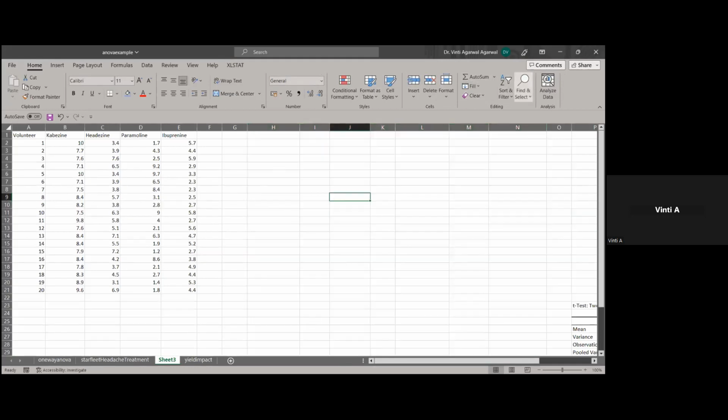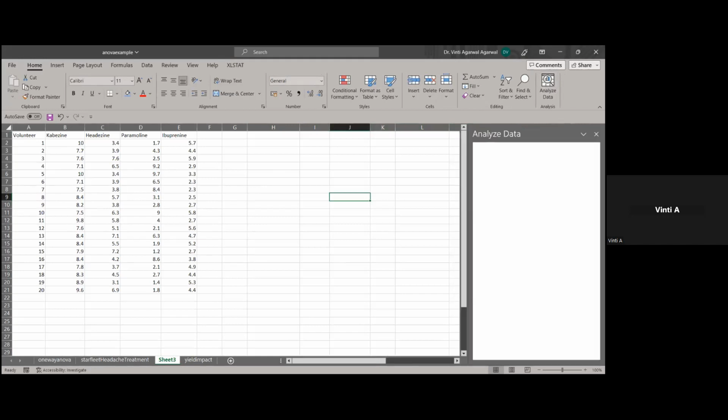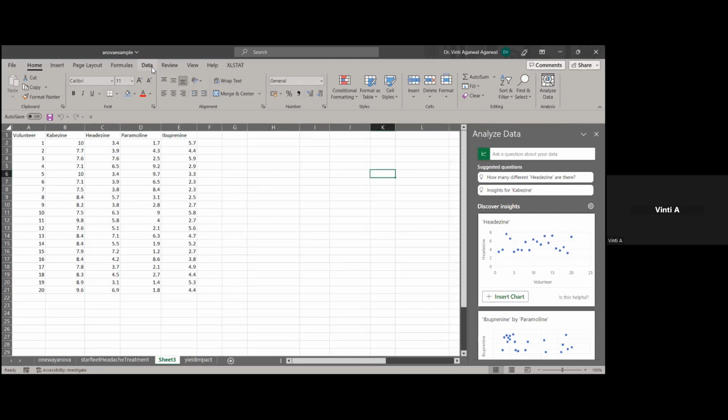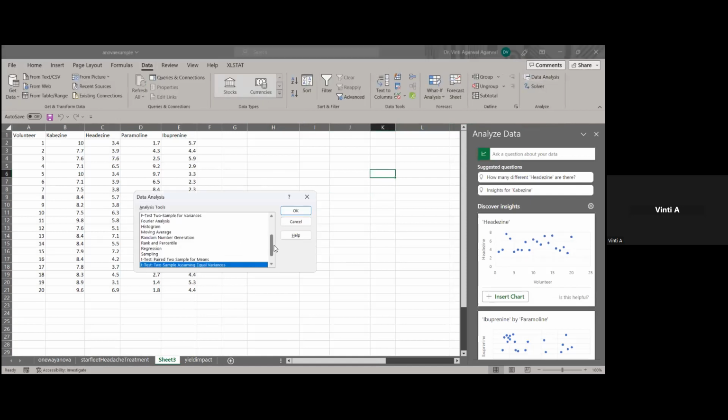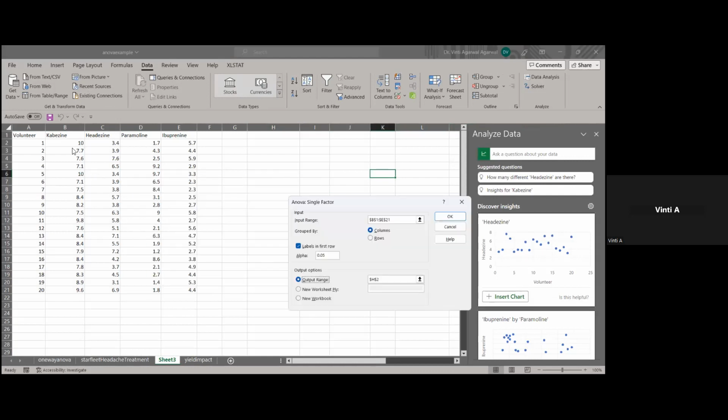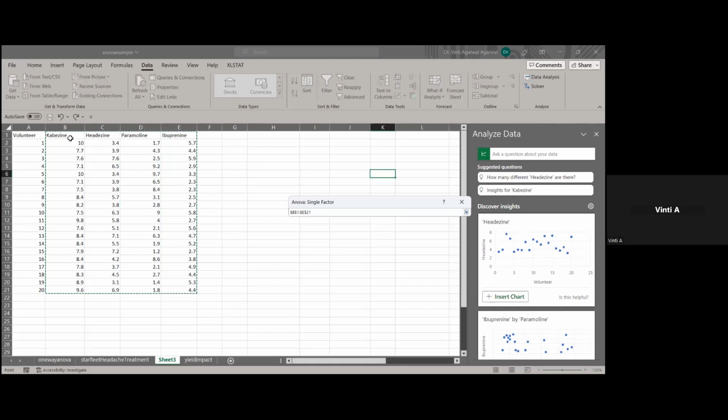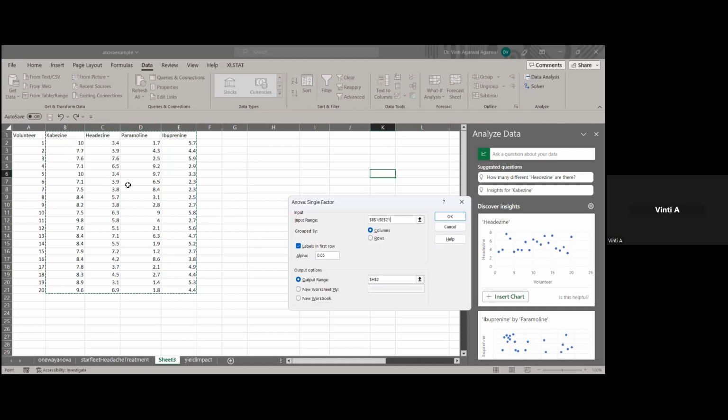So what I'll do is go to Data Analysis, and I will click on ANOVA single factor. Then I will select my entire input range with the variables. Because my data is given by columns, I will choose by columns. This difference is across columns. And I have my labels in the first row, so I'm going to tick labels in the first row.